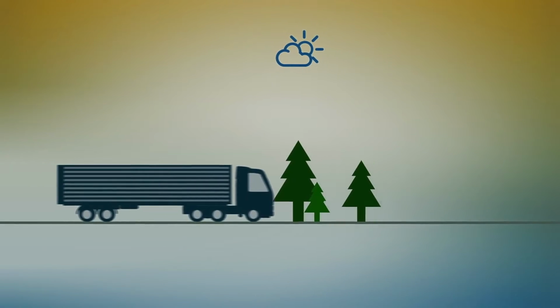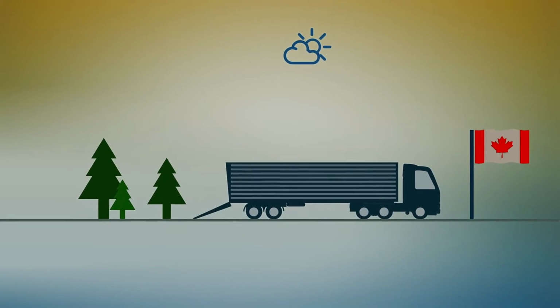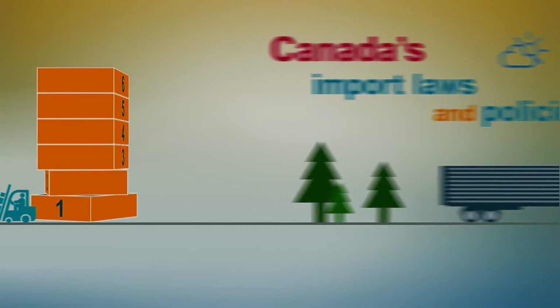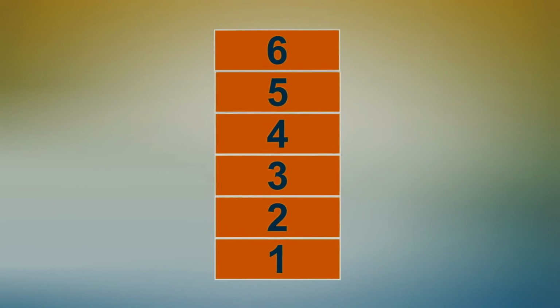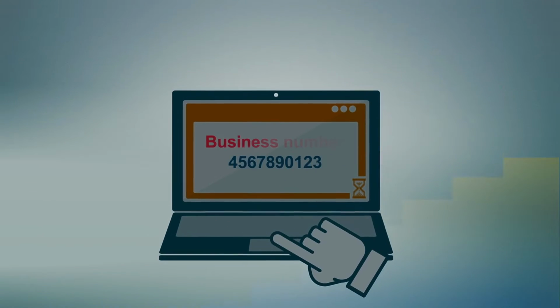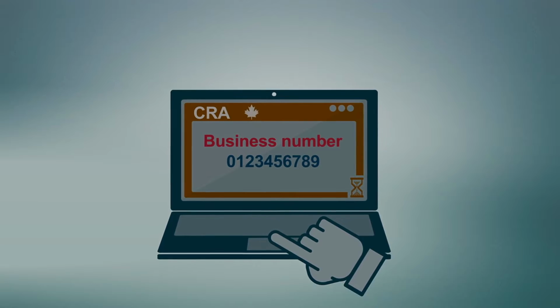All businesses importing commercial goods into Canada must be familiar with Canada's import laws and policies. The process can be broken down into 6 steps. 1. Preparing to import. You will need a business number from the Canada Revenue Agency.